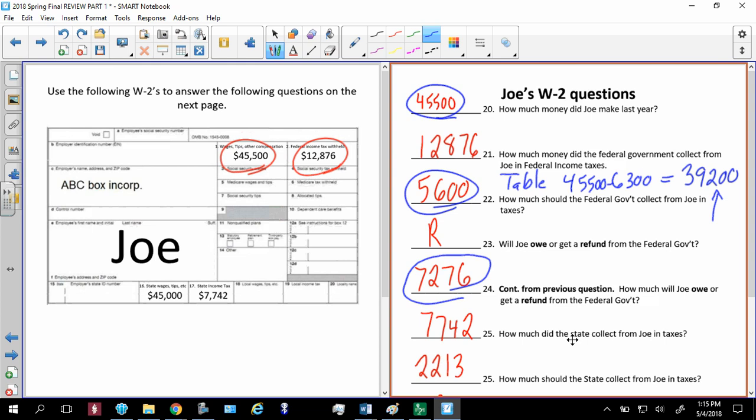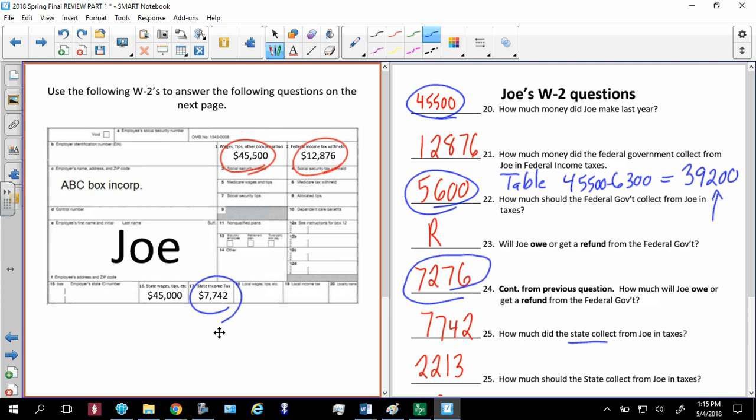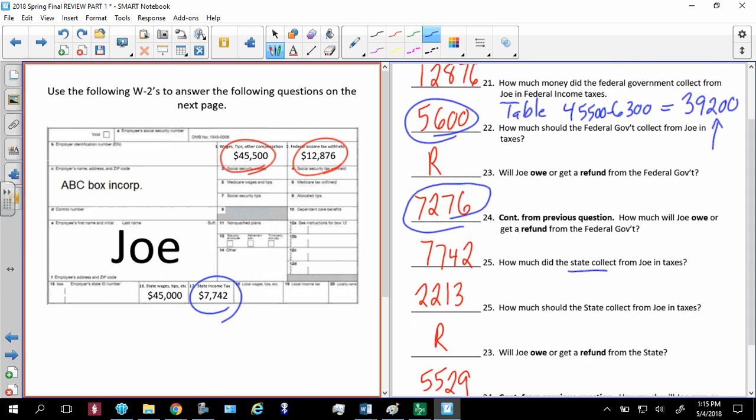Now, let's go to the state. How much did the state collect from Joe in taxes? Well, go to the W-2, $7,742. Now, how much should the state collect from Joe in taxes? Same thing as with the federal, but the state of Georgia loves $5,000. So you're going to take $4,500.